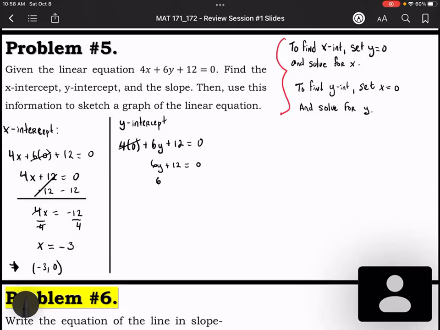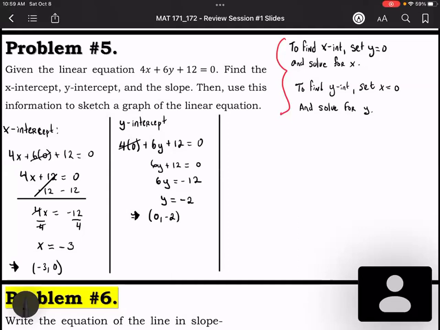Subtract 12 on both sides. This will give us 6y is equal to negative 12. And then divide by 6 on both sides. So if I divide by 6 on both sides, y is going to equal what value? Negative 2. You get negative 12 over 6, which is negative 2. And now you write out the y-intercept as an ordered pair. So what would the ordered pair be? 0, negative 2. All right, so we have both the x and y intercepts.